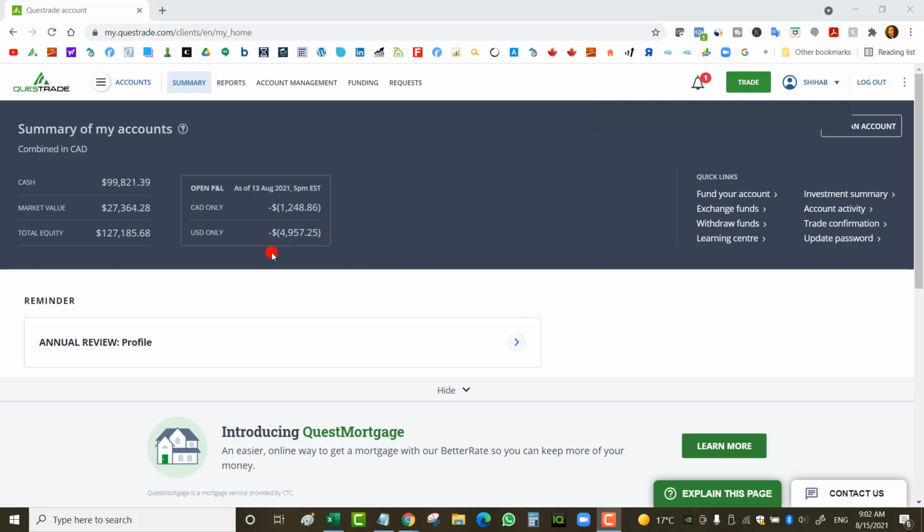So I've got 4 different accounts with Questrade: a margin account, a TFSA, an RRSP, and an RESP. And the total equity in Canadian with Questrade is 127,000. So now I'm going to go through all the positions that I have.